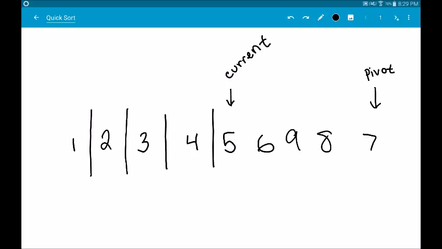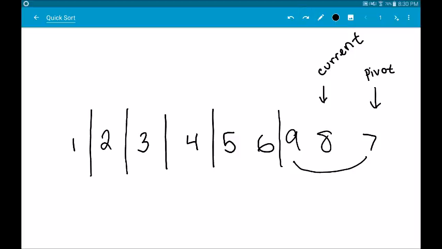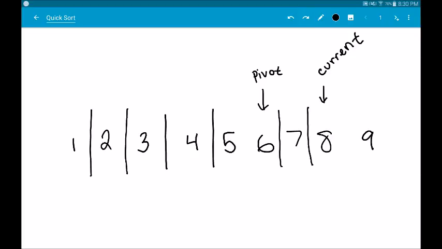Since current is less than pivot, we increment current and increment the wall. Since the current is less than the pivot, we increment current and increment the wall. Since current is greater than pivot, you increment current. Since current is greater than the pivot, we swap 9 and 7 and put a wall around the 7, and then we move current to 5 and pivot to 6.